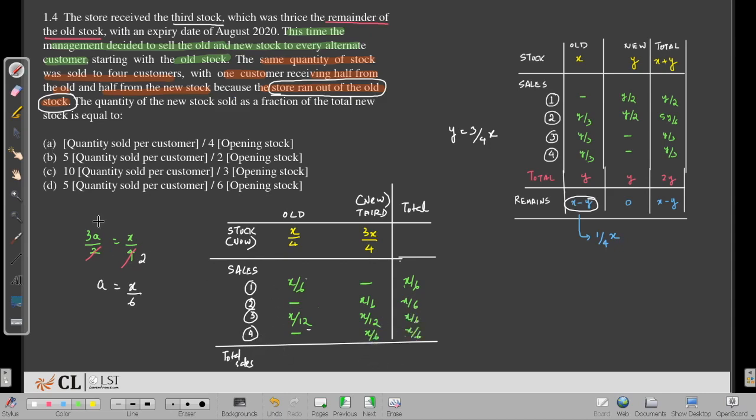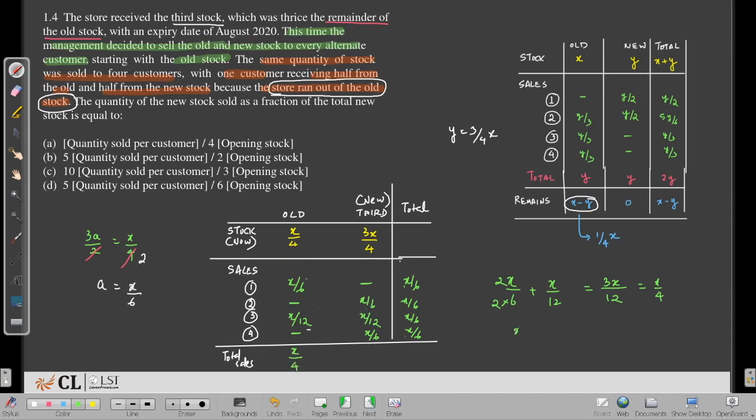And the total sales, so let's look at the total sales here. Total sales for old stock will be X by 6 plus X by 12. X by 6 plus X by 12 can be written as this: if I multiply this by 2, this would be equal to 3 times X divided by 12, which will be equal to X by 4. So this total sale will be equal to X by 4.